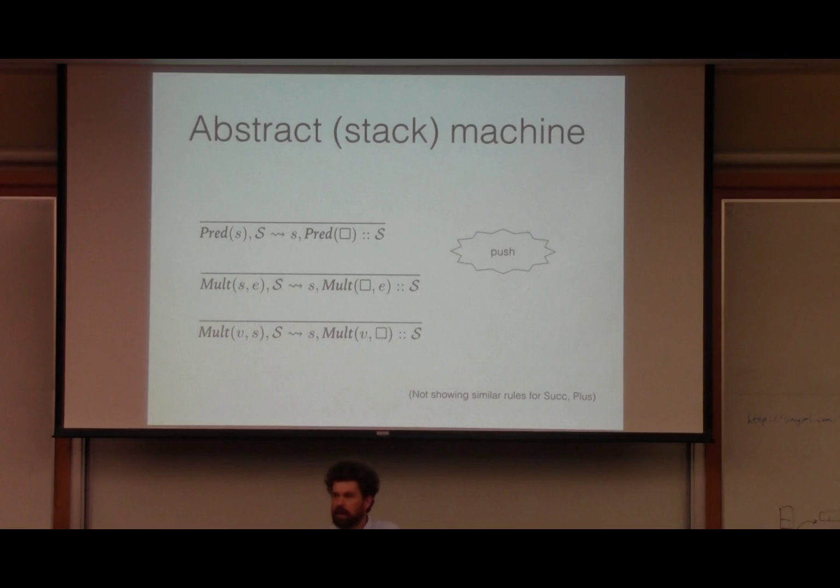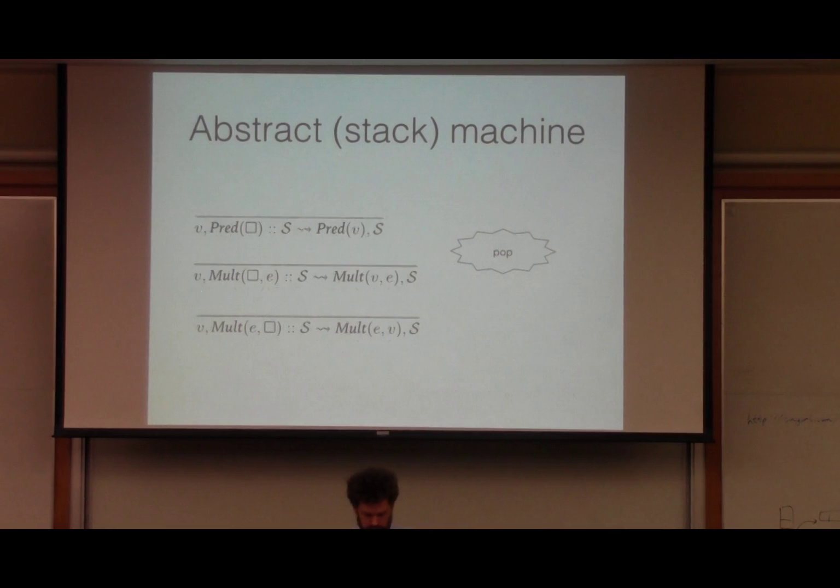Yeah. So what exactly is the type of your squinting error? So it's a binary relation on pairs of expressions and stacks. Expressions and stacks. That's right. Yeah, thanks.